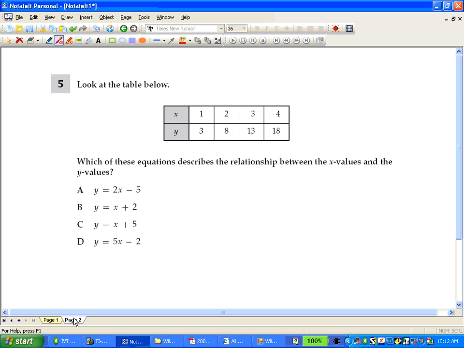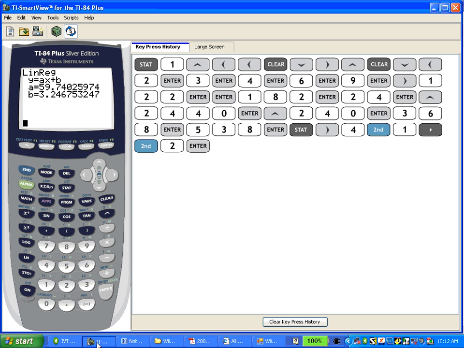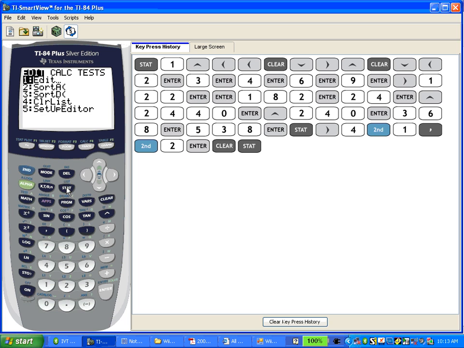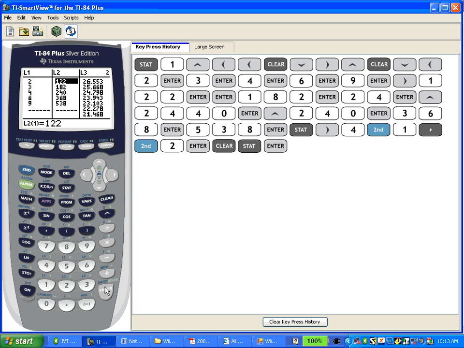Let's take a look at another one. Look at the table below. Which of these equations describes the relationship between the x values and the y values? Okay, so again, we're finding an equation. We have values for x and values for y. We can put those in Stat and find out our line of best fit. So I go to Stat, Edit, clear out my lists.